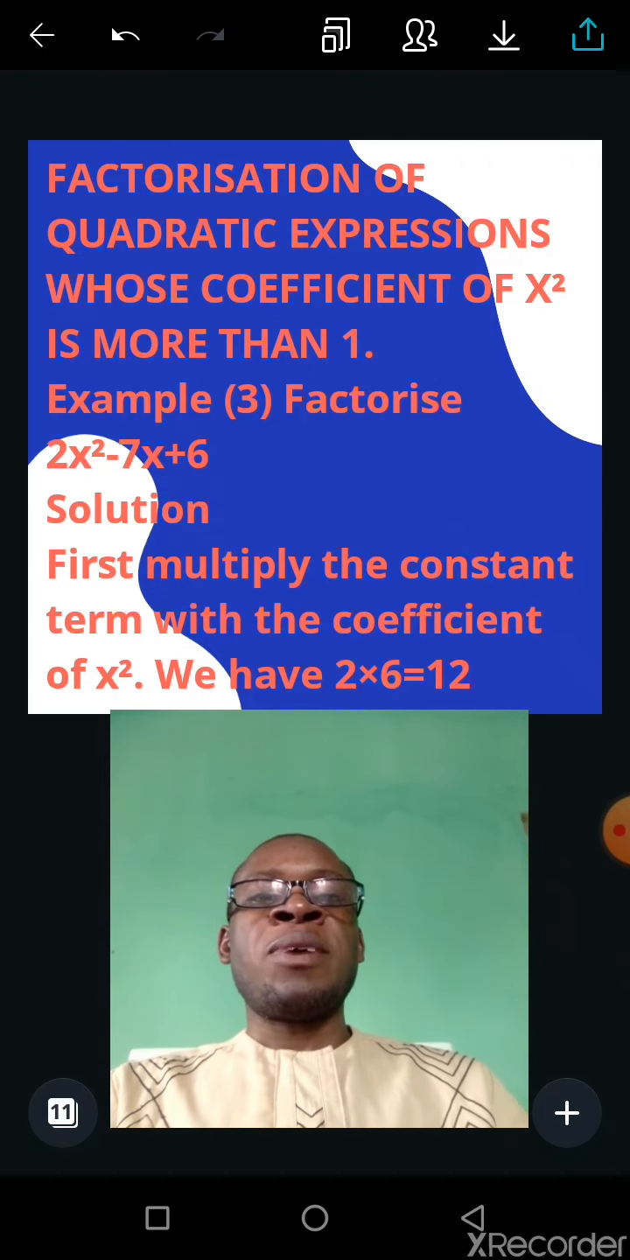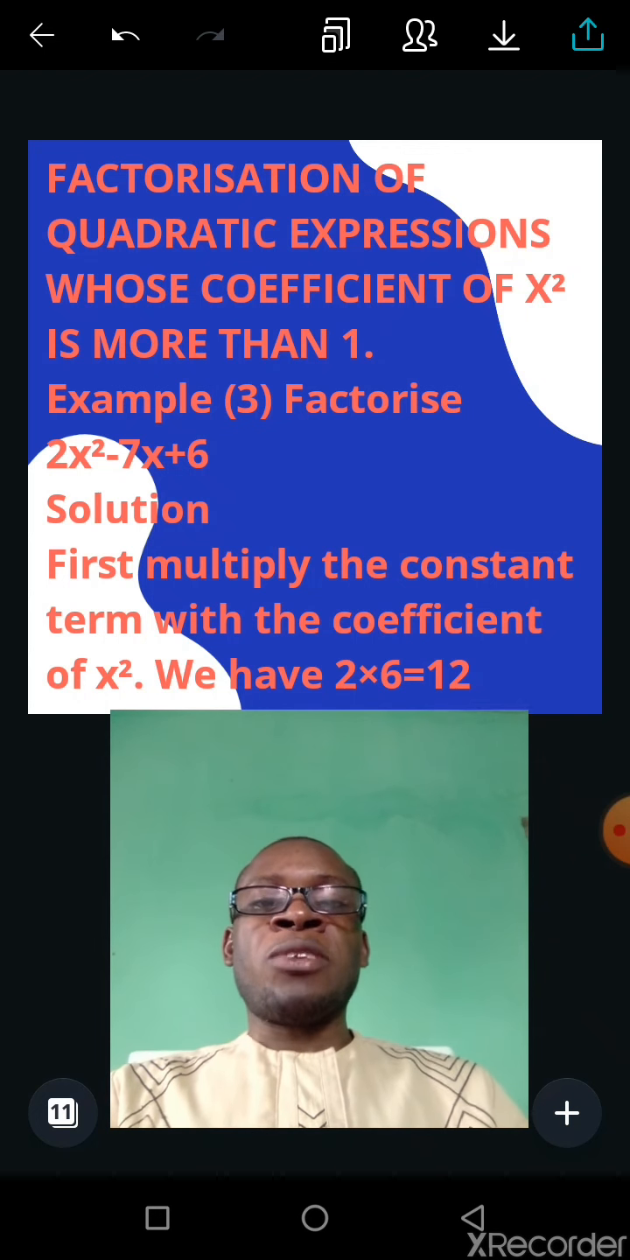The next is factorization of quadratic expressions whose coefficient of x² is more than 1. Here, you need to apply what I told you in the rules above. Factorize 2x² − 7x + 6. Solution. First, multiply the constant term with the coefficient of x².